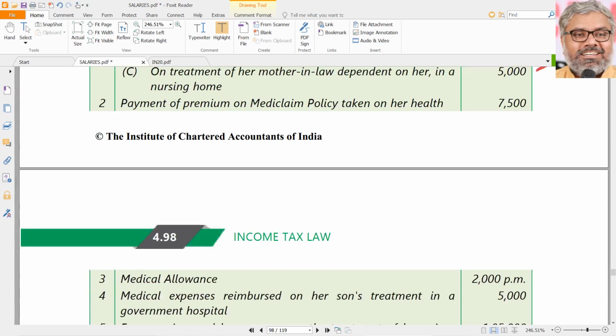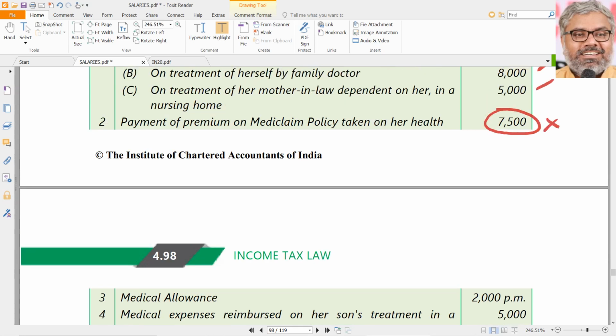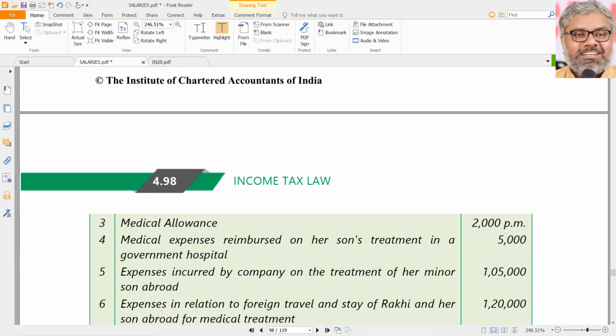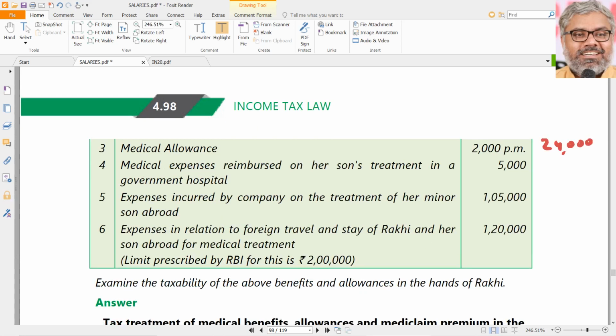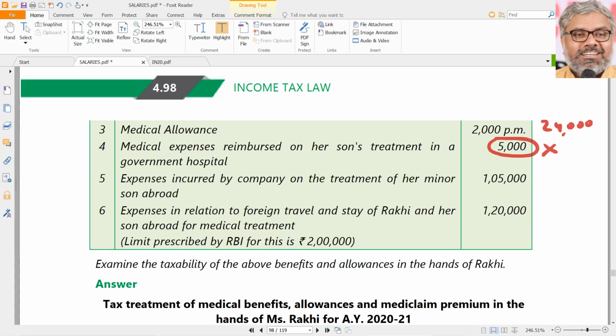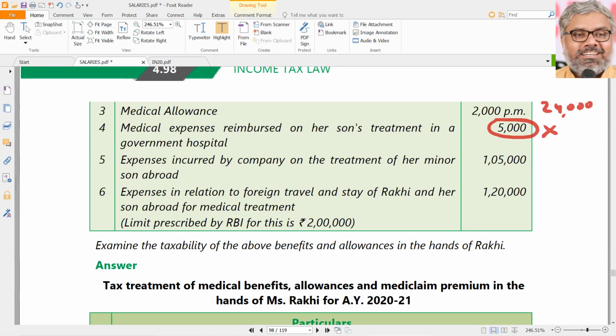Payment of premium on Mediclaim policy taken on her health, no. Mediclaim policy, that is health insurance premium paid by the employer on behalf of the employee towards the health of the employee, is not taxable, that is an exempt perquisite. Then medical allowance is fully taxable, that comes to 24,000 rupees because it was 2,000 rupees per month. Then medical expenses reimbursed on her son's treatment in a government hospital. Government hospital treatments are definitely not taxable. 5,000 not taxable.